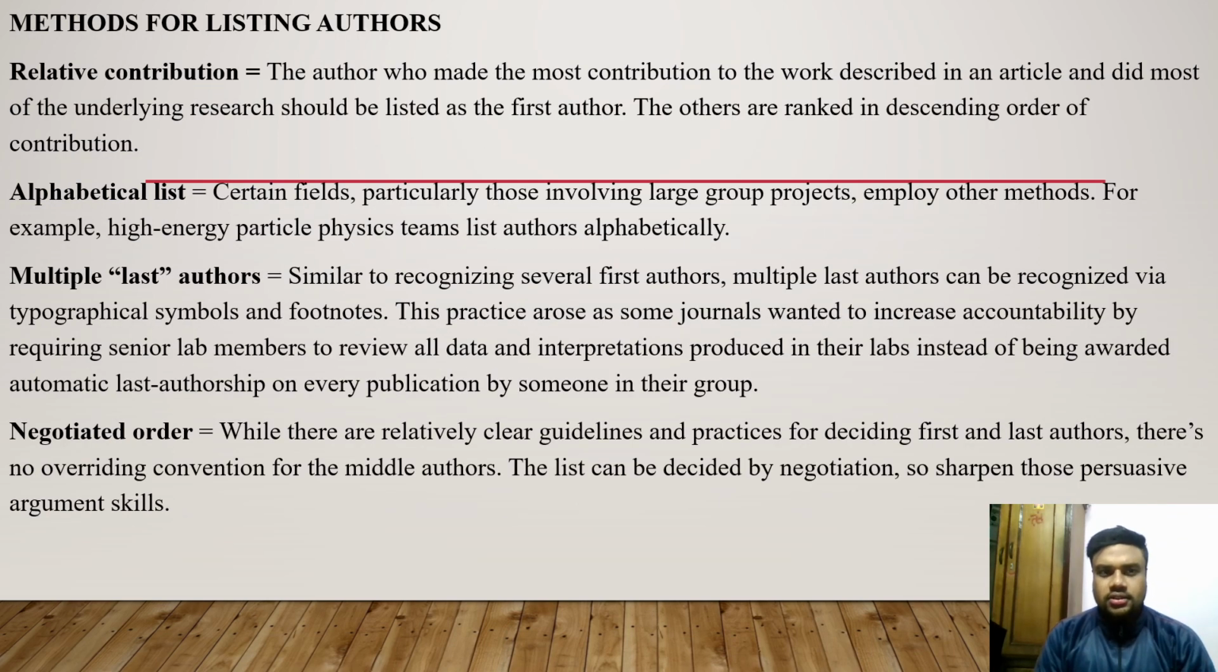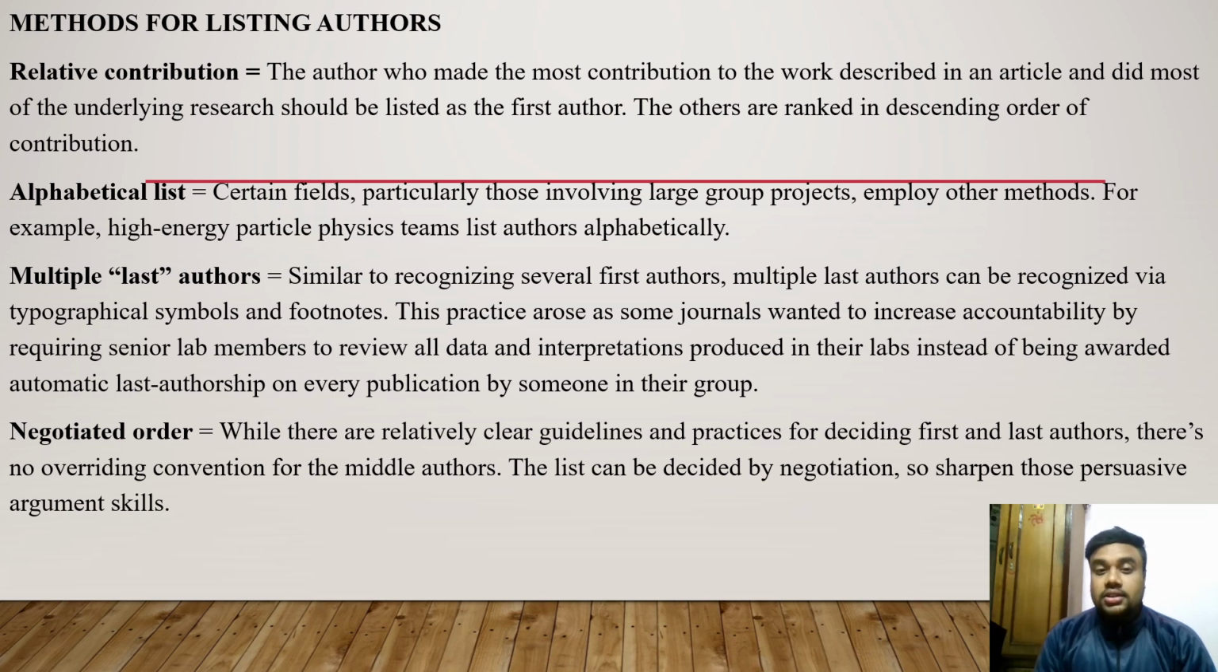Methods for listing authors. Relative contribution. The author who made the most contribution to the work described in an article and did most of the underlying research should be listed as the first author. The authors are ranked in descending order of contribution.